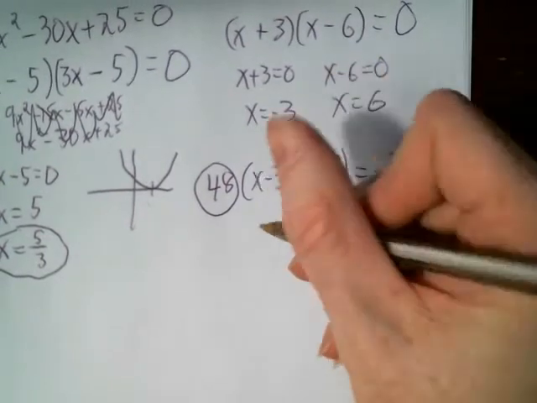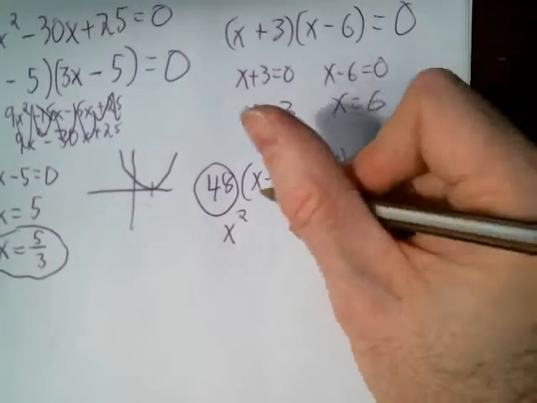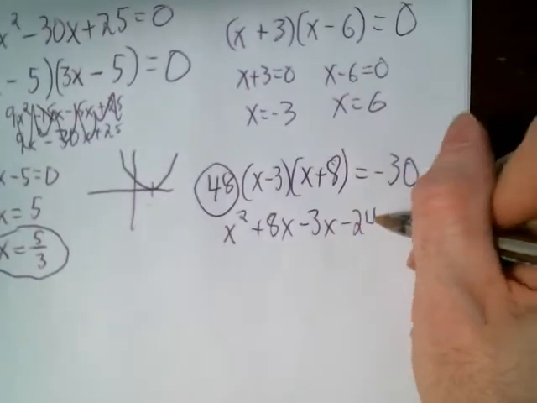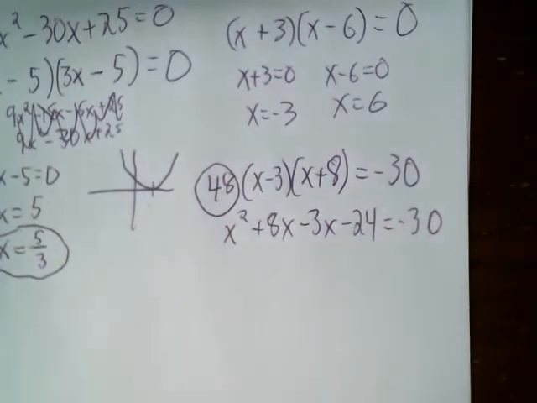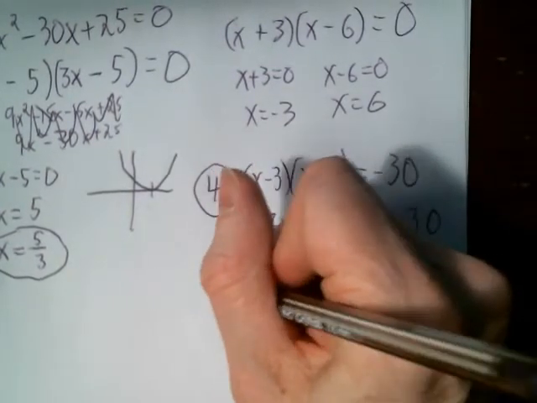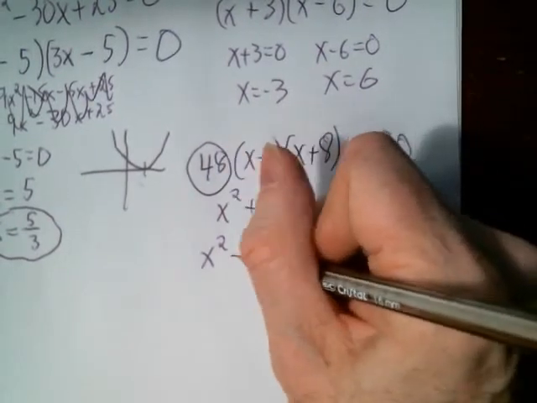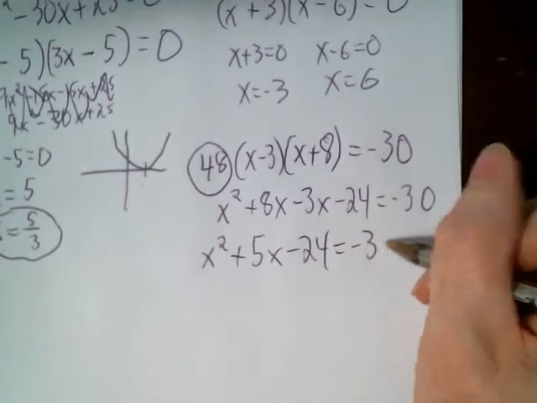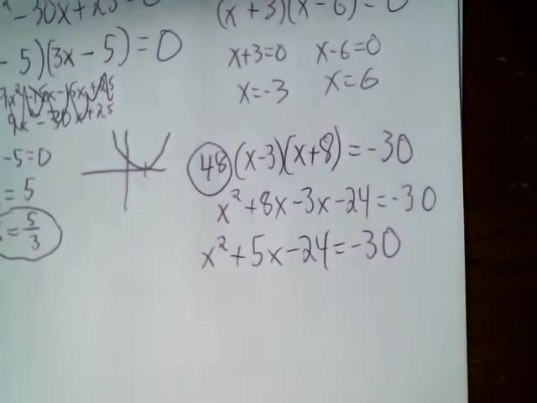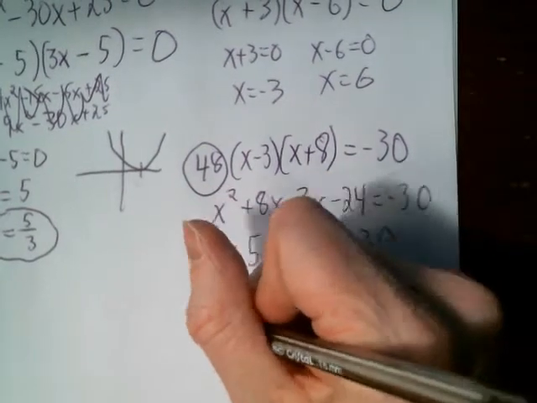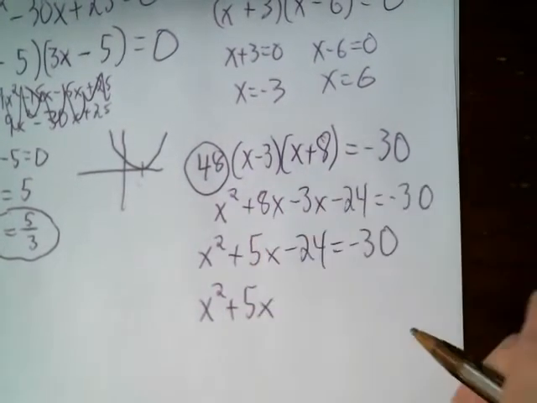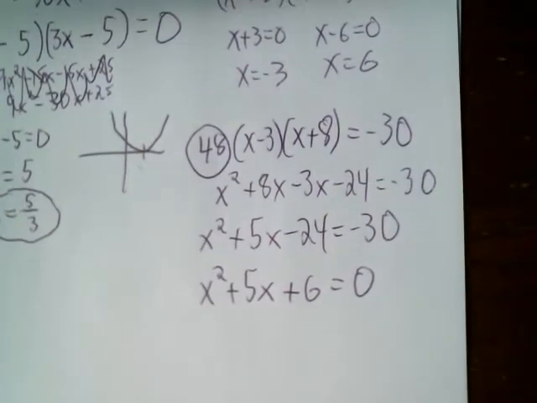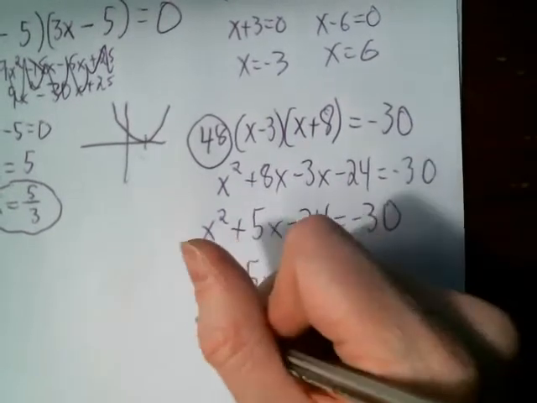Okay, so you have to FOIL it. First, outer, inner, last. Combine like terms, so I'm simplifying. X squared plus 5x minus 24 is negative 30. Then I have to set it equal to 0. So I get x squared plus 5x plus 6 equals 0. And now it's in the form. Now I can get to work factoring.